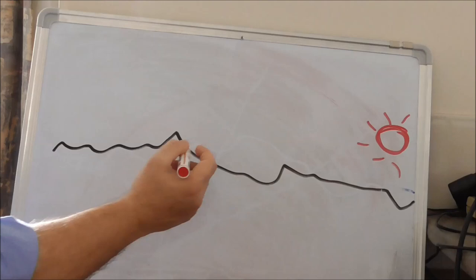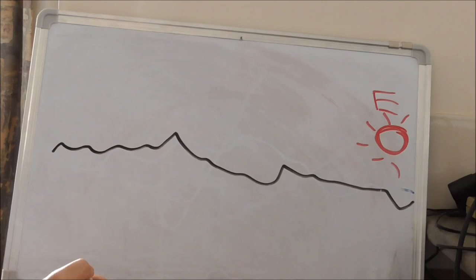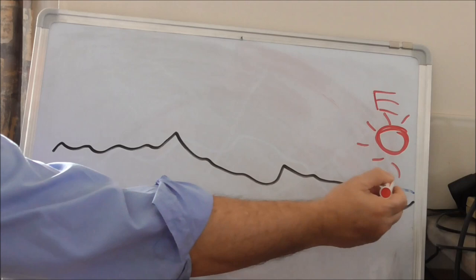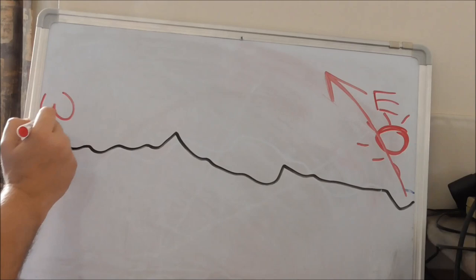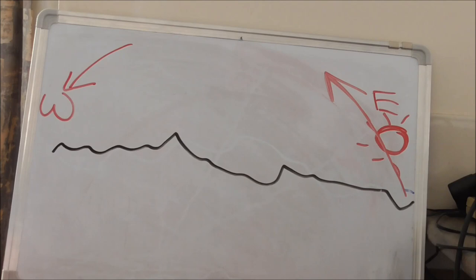So if that's the east, and it always rises in the east, that means it comes up in the east, and it will go over and it will set in the west. Okay, the sun will come down and it will set or go down in the west, right?